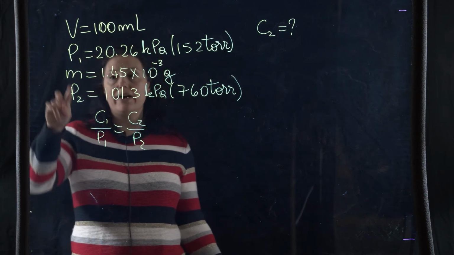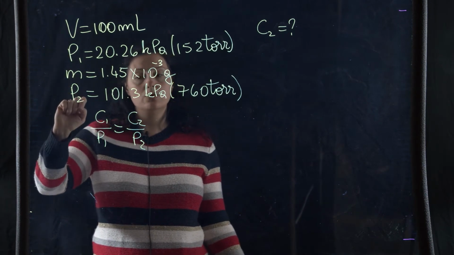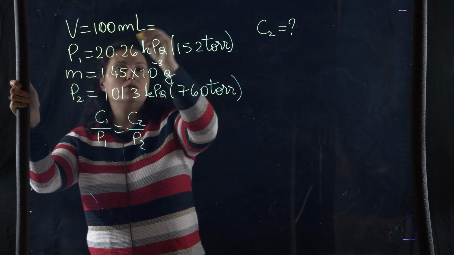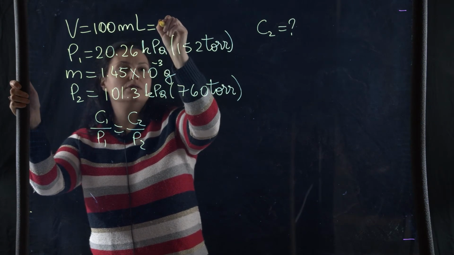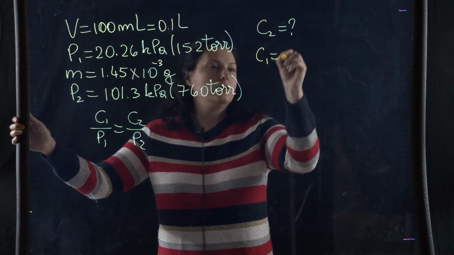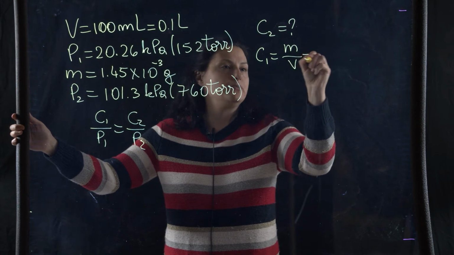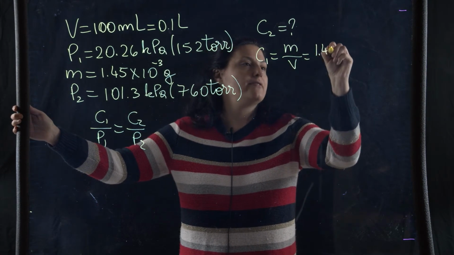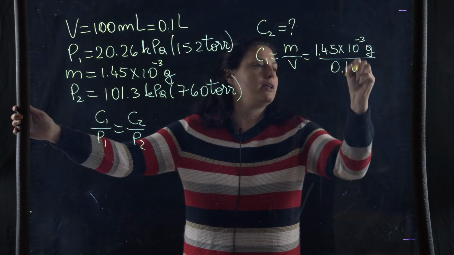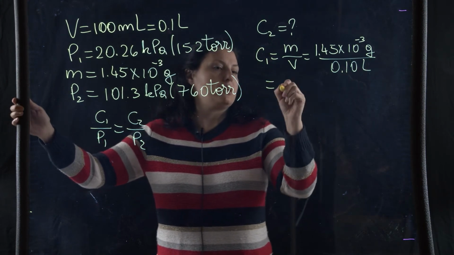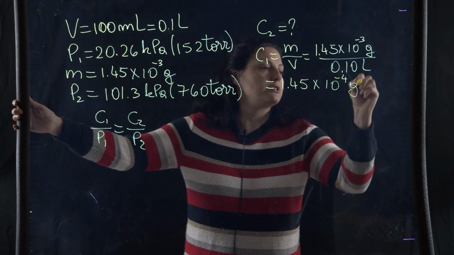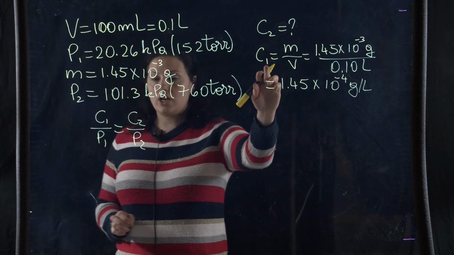For concentration, we have a mass and we have a volume, so we can do a grams per liter type of concentration. So if I convert my volume to liters, divide this by 1,000, it will give me 0.1 liters. And to find C1, I divide my mass by the volume. Mass is 1.45 times 10 to the minus 3 grams divided by 0.1 liters. That gives me 1.45 times 10 to the minus 4 grams per liter. So that's my initial concentration.